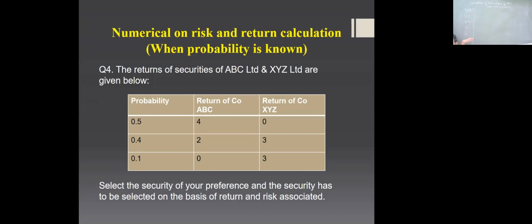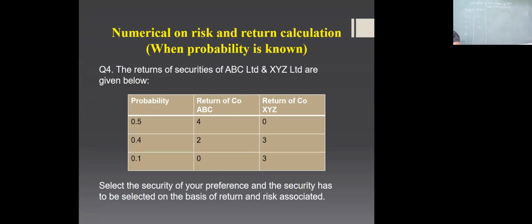In the second column, I will make a note of the returns that are generated. We know that returns are expressed as RI, and I'm going to do it for company ABC. So what is the return of ABC? It is 4, 2 and 0. So that is the return.